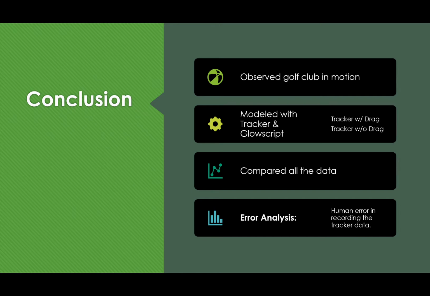So in conclusion, we did a couple of things. We observed the golf club in motion. We modeled with Tracker and GlowScript, with drag and without drag. We compared all the data, and then talking about error analysis, we can say that there was probably human error in recording the Tracker data, and so this would account for some of the discrepancies in the final results.